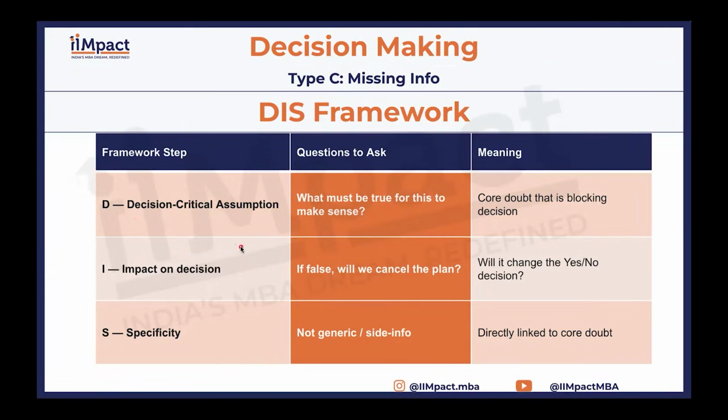The next thing you should look at is the impact of this particular information on the decision. If false, will we cancel the plan? Is this something which will change the decision from yes to no or no to yes? Is this even an impactful information to have about this particular decision? And finally, the specificity. Is this information directly linked to the core doubt that we have?